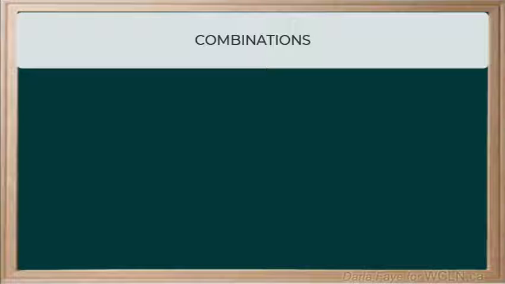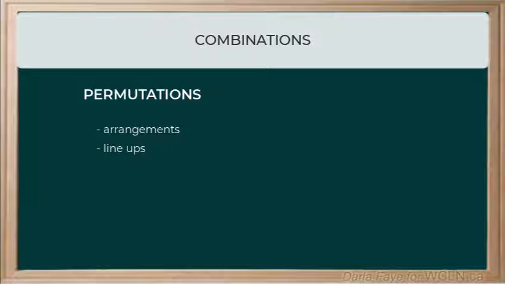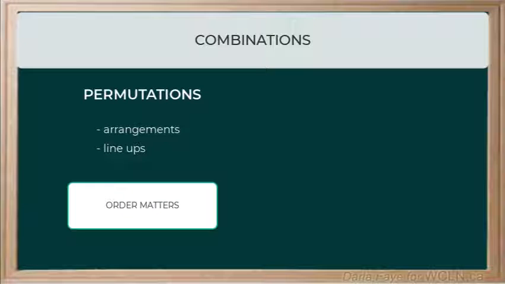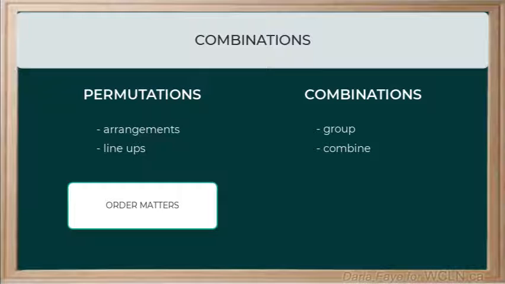Now, so far in our exploration of combinatorics, we've really only explored situations where we were counting the number of ways that we could possibly arrange or line up objects, and order was always an issue. Now, what if order doesn't matter? Or what if we simply want to group or combine objects together? In this case, we will create what's called a combination.